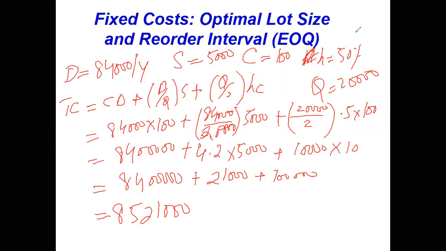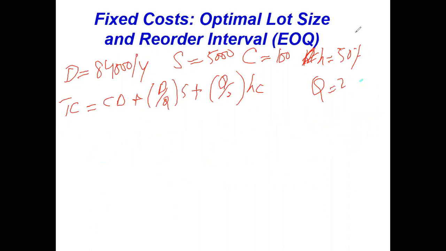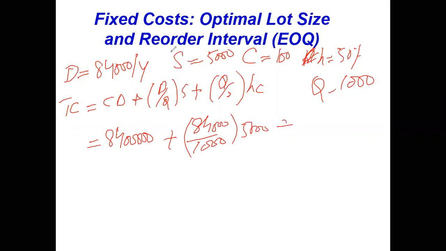Now the problem is that we don't know whether this is correct, whether this is the best quantity or not. So we'll try another quantity. Let's take a smaller quantity, let's say 1,000. Because CD will remain the same, that was 8.4 million, plus now demand is 84,000 divided by 1,000 multiplied by 5,000, plus Q by 2, that is 1,000 divided by 2 multiplied by 50. We calculated it last time and we get 8.4 million.